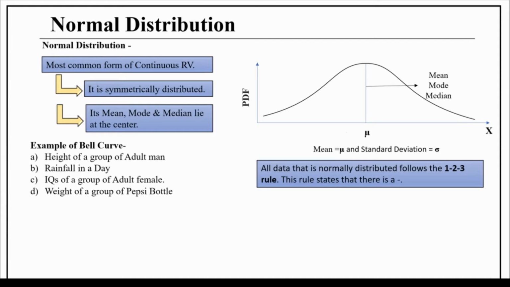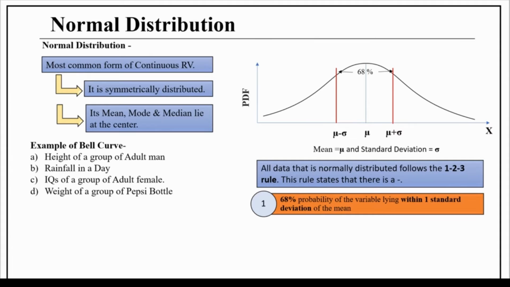Now let's understand the normal distribution 1, 2, 3 rule. Suppose we have a population with the mean as mu and standard deviation as sigma. The first rule states that there is 68% probability of the variable lying within one standard deviation of the mean. It means that there is 68% probability of an observed value of a population to lie in a range of mu minus 1 sigma to mu plus 1 sigma, that is this area.